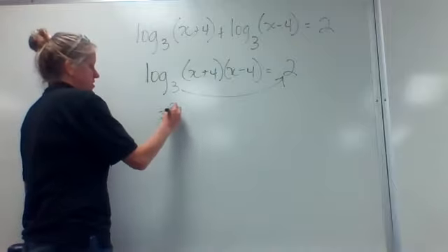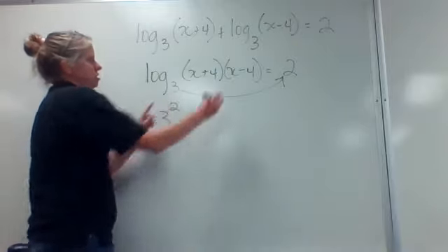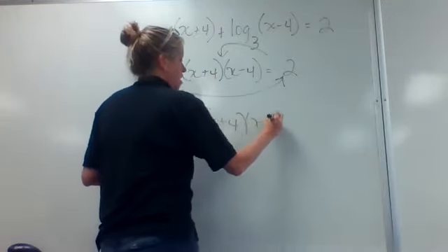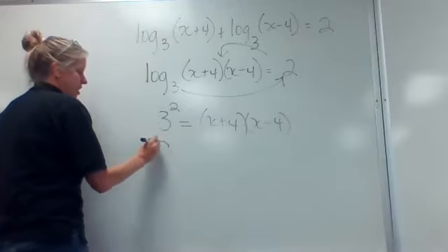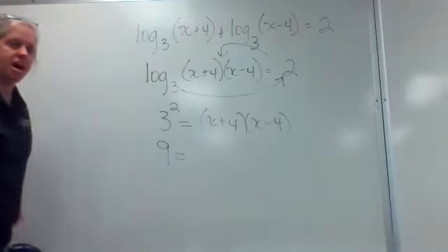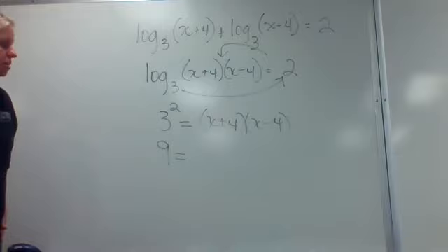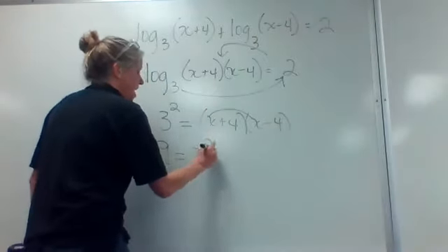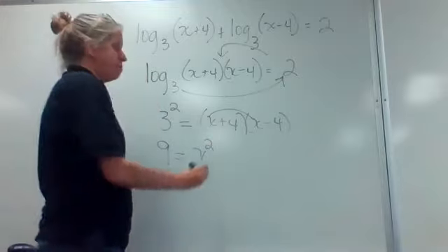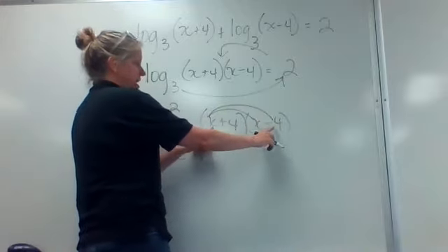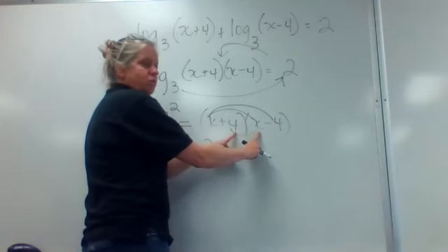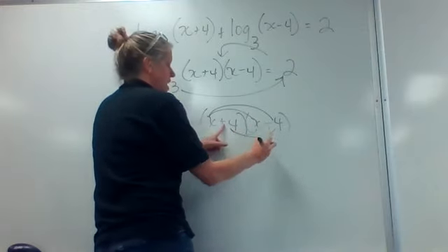3 to the second equals all of this. X plus 4, x minus 4. So on the left, 3 squared is 9. On the right, multiply. X times x gives me x squared. Look what happens to your outers and inners. What's outside? -4x. What's inside? +4x. So they just what? Cancel.